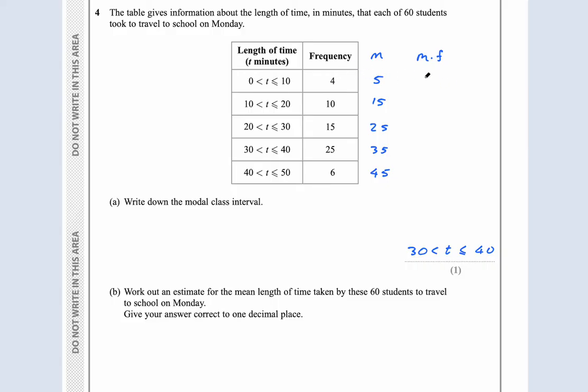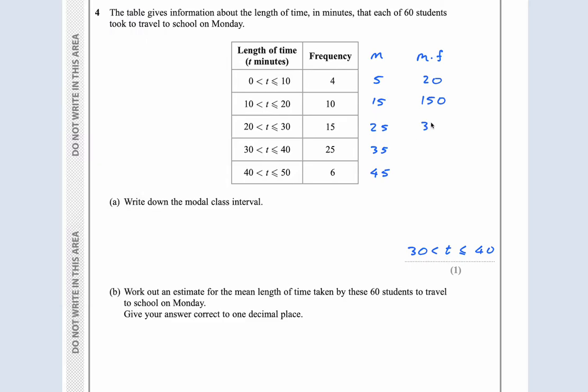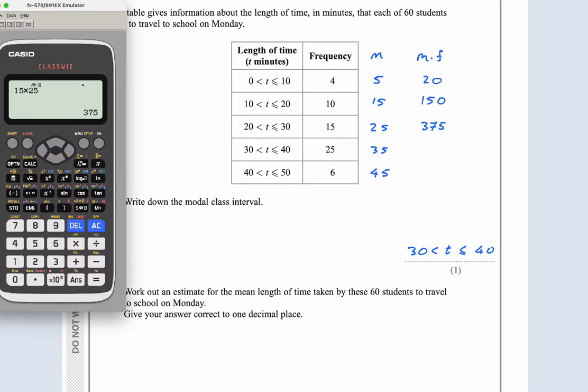So 5 times 4 is 20. 10 times 15, 150. 15 times 25, right at this point, I need help. 15 times 25, 375. 25 times 35 is 875.